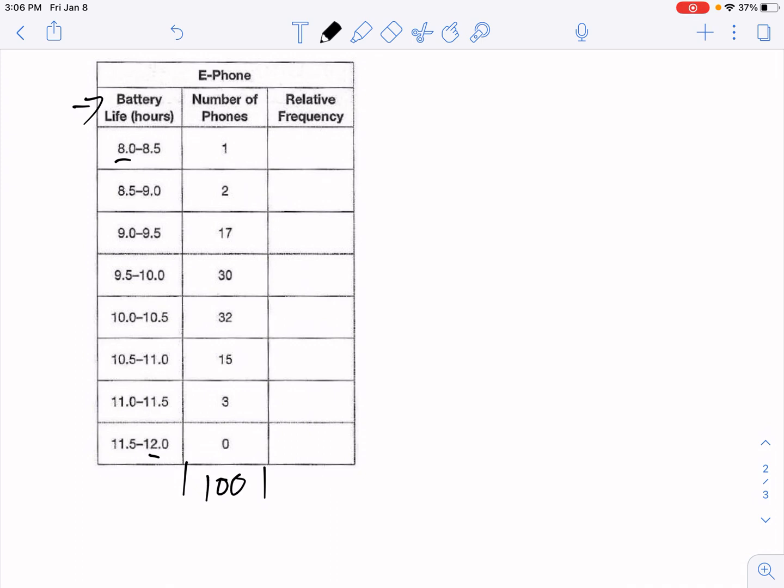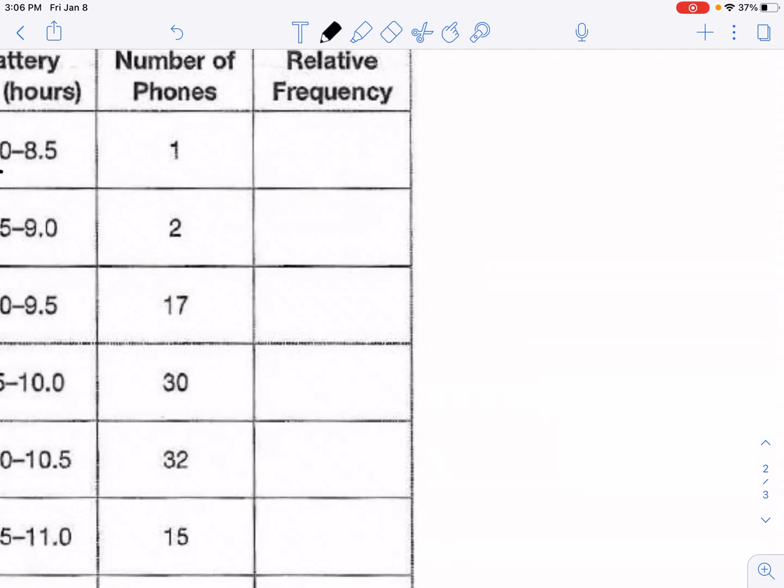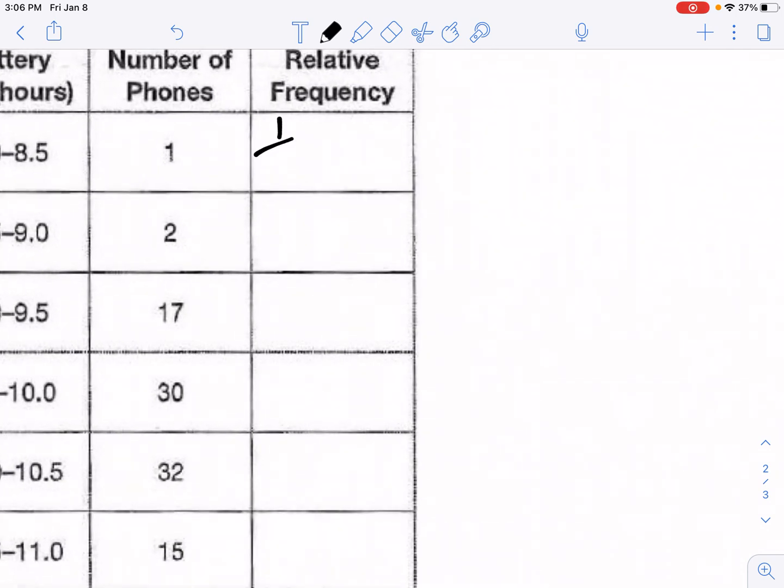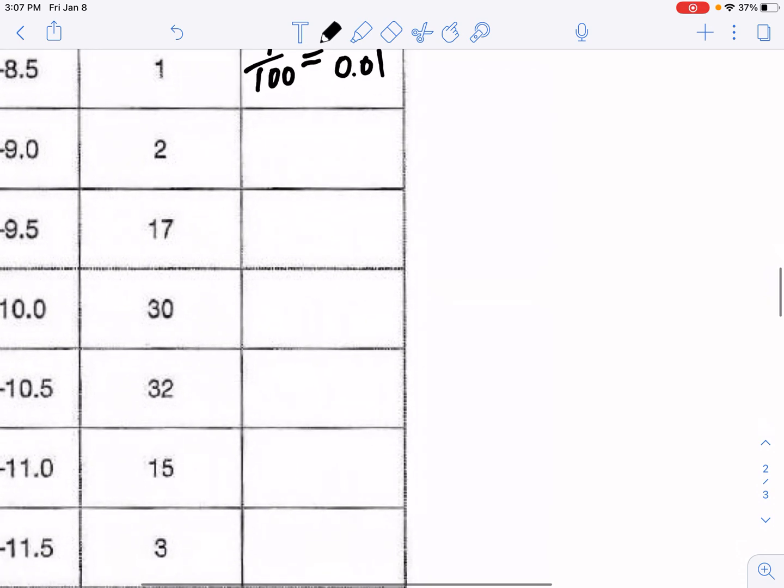Okay, then remember to determine the relative frequency in terms of the total. That would be 1 phone out of every 100 phones, and if we divide that out, that comes out to be 0.01. So the relative frequency there is 0.01, or you would say 1%. Then we're going to do that for each one of these.